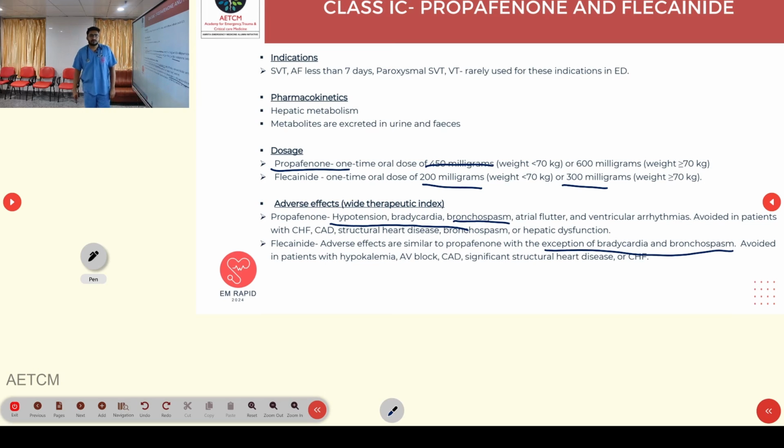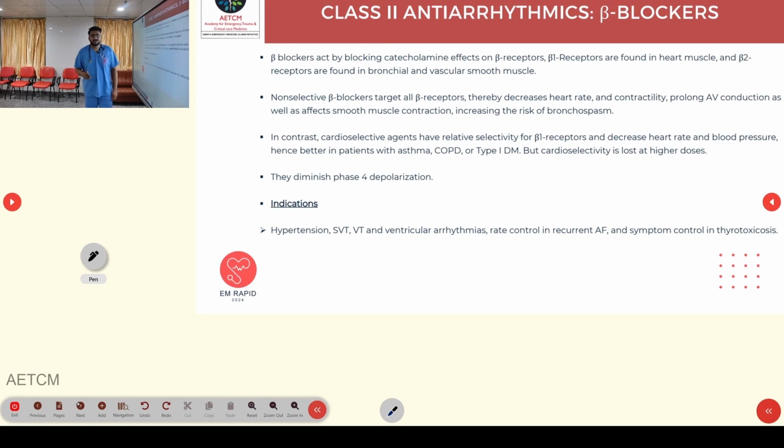Both these agents should be avoided in patients with congestive heart failure, significant structural heart disease, hypokalemia, or AV blocks. And coming to class 2 antiarrhythmics, which are beta blockers, they act by blocking the catecholamine effects on beta receptors. Beta 1 receptors are mainly found in heart muscle, whereas beta 2 are found in the bronchial and vascular smooth muscles. So we have two types based on that: non-selective beta blockers as well as selective, cardioselective beta blockers.